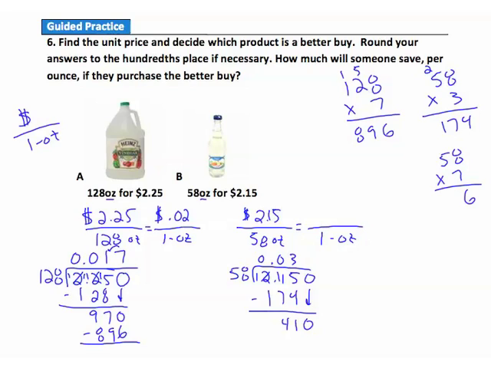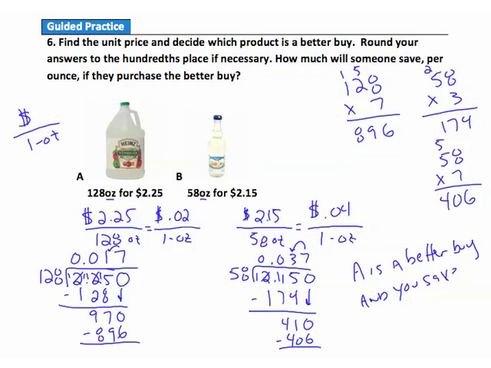7 times 8 is 56. Carry the 5. 7 times 5 is 35. Plus 5 is 40. So 406. Yeah, that's very close. So 7 was right on the money there. We don't need to continue dividing because we're ready to round. 7 tells us to round that 3 up. So it looks like for product B, we're going to get 4 cents per ounce. So product A is a better buy. And you save, looks like 2 cents per ounce.